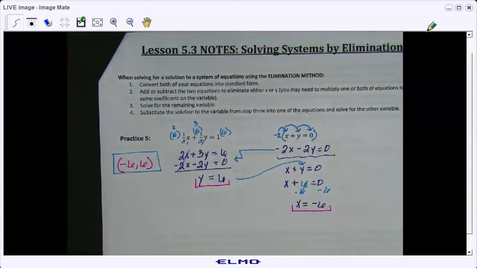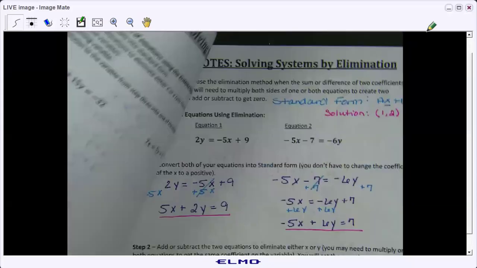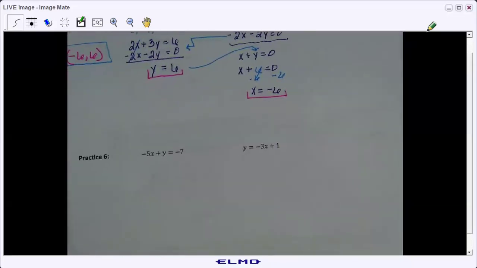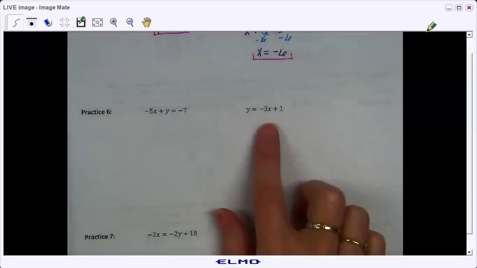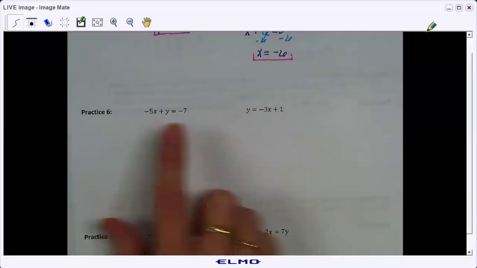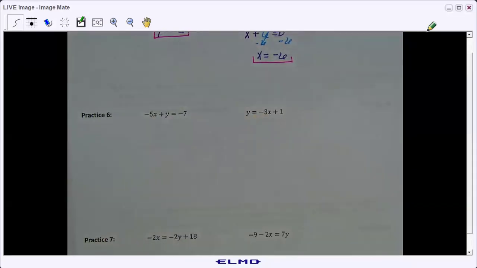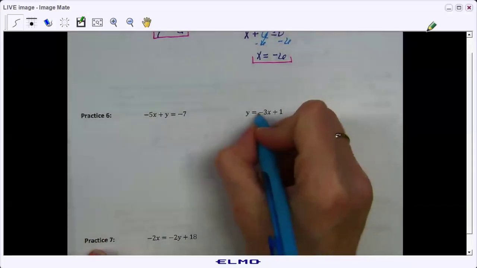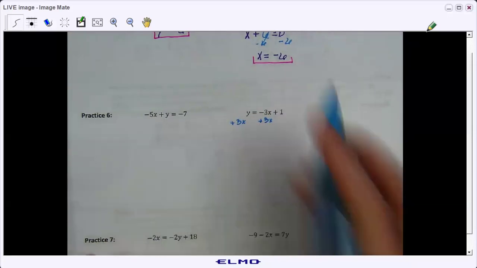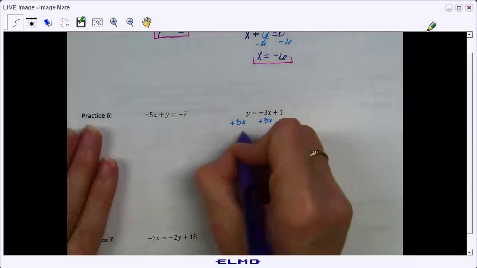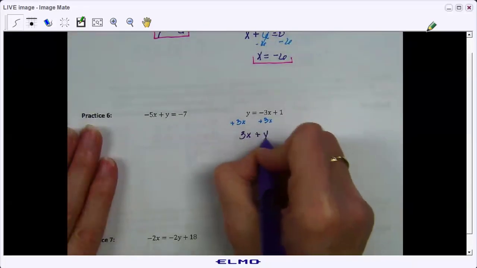Right, any questions on that? Okay, let's go to practice 6. Can somebody tell me what's wrong with this? What's the first step that we need to do? Yeah, you have to put this in standard form. This one's already in standard form, but we have to rearrange this. So since this is a -3x, we're going to add 3x to both sides. And now we have 3x plus y equals 1.